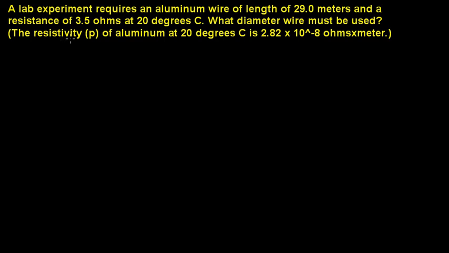Now noting that the resistivity, or ρ, of aluminum at 20 degrees Celsius is 2.82 times 10 to the negative 8 ohm meters. So for this question, we're going to use the equation R equals ρ times the length over the cross-sectional area of the wire. Now we can rewrite this just to give you a little bit of intuition of what will happen.